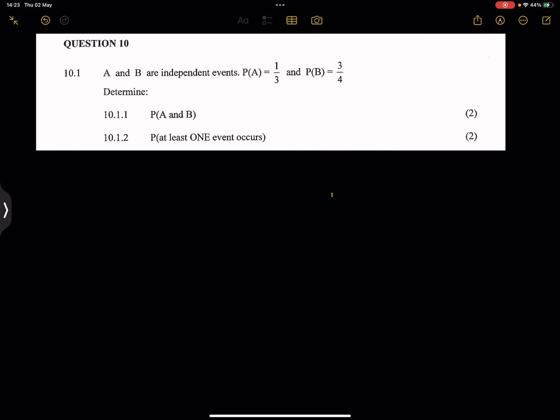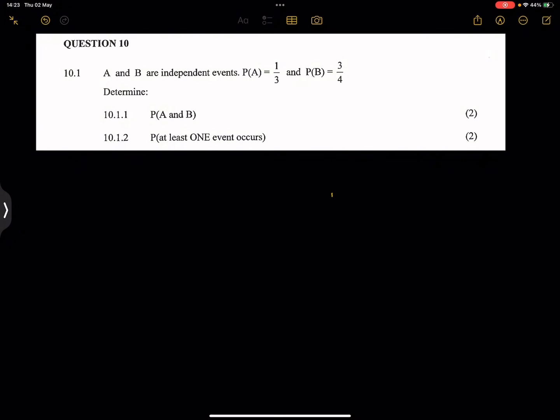And finally, we are at question 10, ladies and gents, and let's get right into it. Probability, our favorite section, right? So they say 10.1, A and B are independent events. The probability of A is 1 over 3. The probability of B is 3 over 4. Determine the probability of A and B.